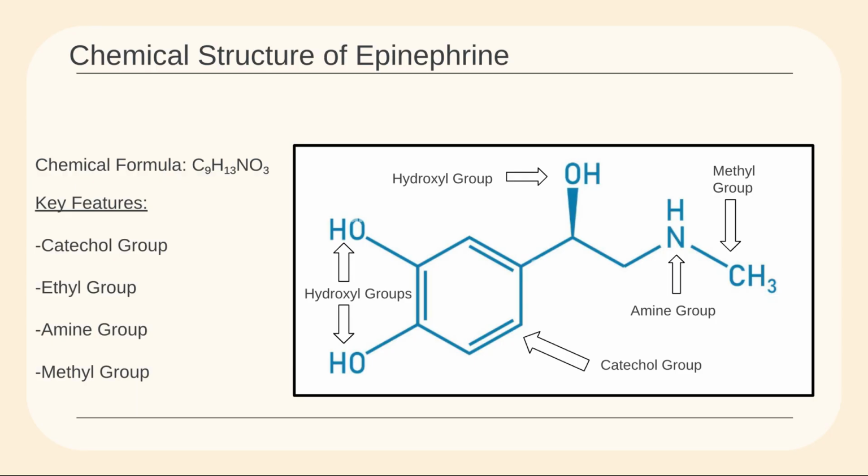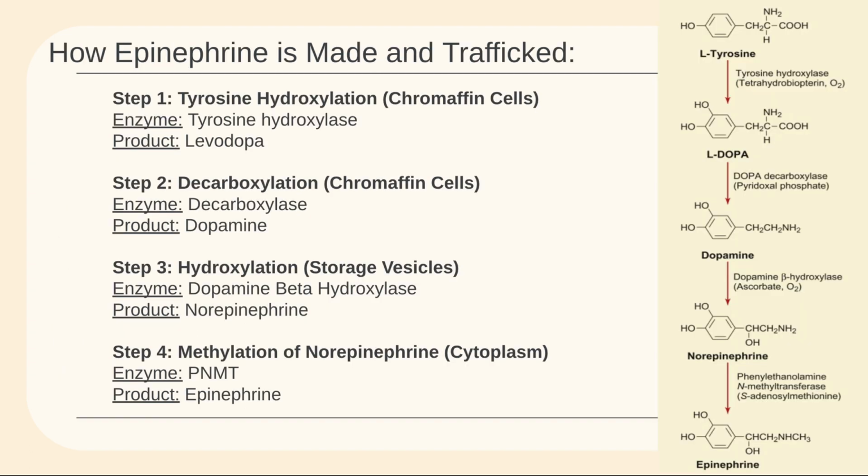The catechol group, which is a benzene ring with two hydroxyl groups, makes up the core of the molecule. The hydroxyl groups, which are adjacent, are attached to this ring and are attached to the first carbon of the ethyl bridge, which is made up of the ethyl group, and is attached to the third hydroxyl group. The amine group is attached to the second carbon of the ethyl bridge. Lastly, the methyl group is attached to the nitrogen atom.